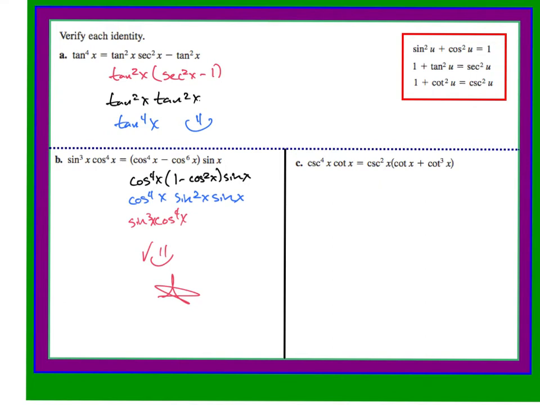I have cosecant to the fourth x cotangent x is equal to cosecant squared times cotangent x plus cotangent cubed. Let's factor out a cotangent x. So now I end up having a cosecant squared times cotangent, and then times what? 1 plus cotangent squared. All right. And then what could we do? Is that an identity? That is an identity. What is it? That is just cosecant squared.